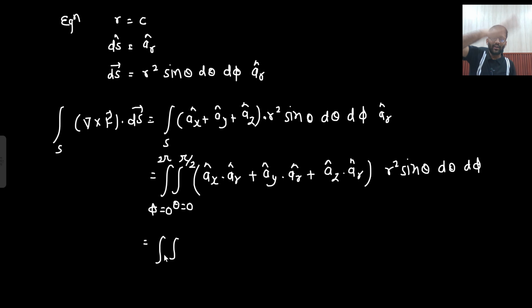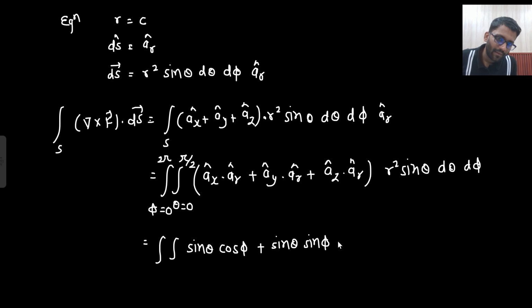First I will take the component on the xy plane, then along the x-axis. So r sin theta cos phi. So what is the value of Ax dot ar? Sin theta cos phi. What is the value of Ay dot ar? Sin theta sin phi. And what is the value of Az dot ar? Az dot ar is simply cos theta. That's it. Did you understand this point?